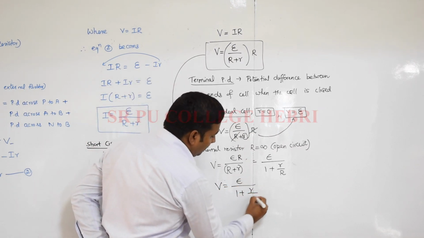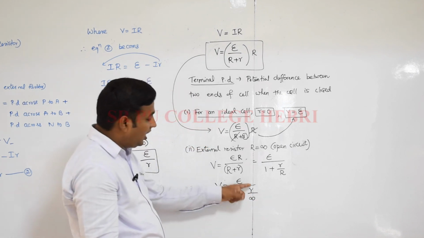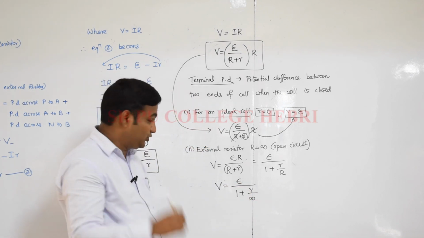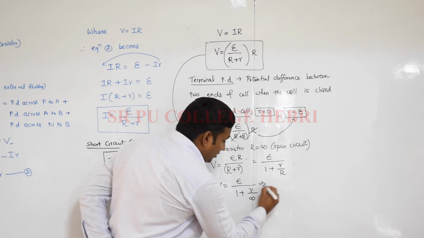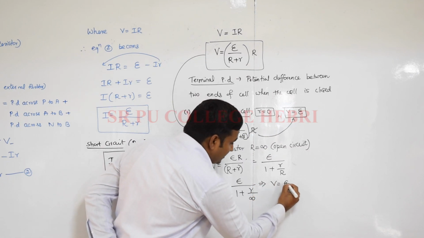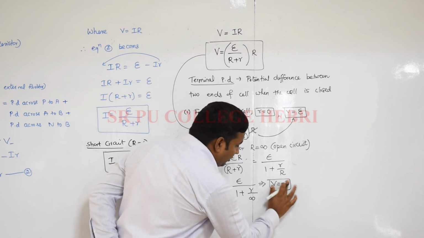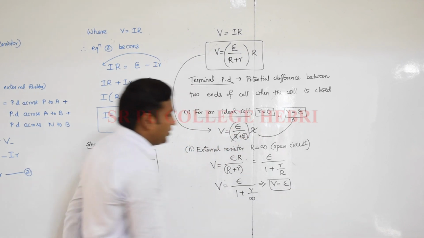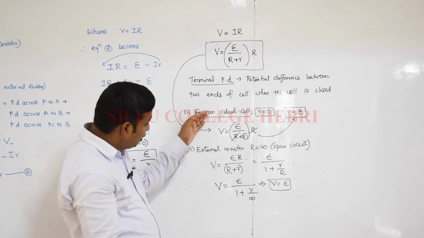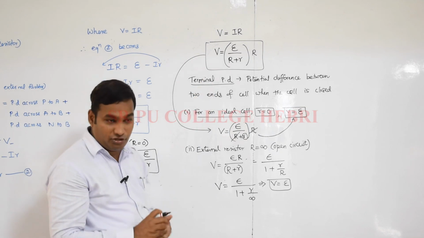If I assume that R is equal to infinity, this formula becomes EMF divided by 1 plus small r divided by infinity. Here r divided by infinity is equal to 0. We come to know that the terminal potential difference itself is equal to EMF. Remember, these two are important results for terminal potential difference.